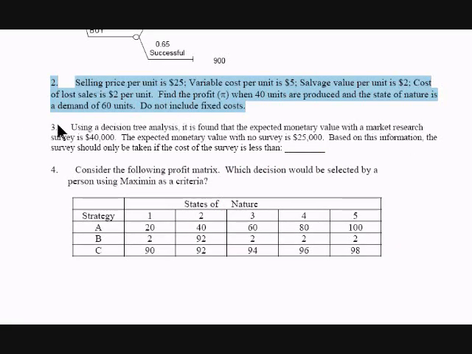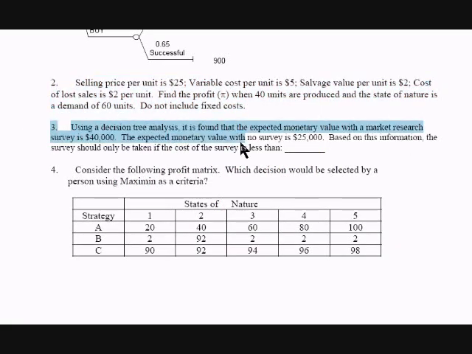Okay, let's go back to our next question. Number 3. Using a decision tree, it's found that the expected monetary value of market research survey is $40,000. Expected monetary value with no survey is $25,000. So with the survey, we can make 40. Without it, we make 25. What's the most we would pay for the survey?